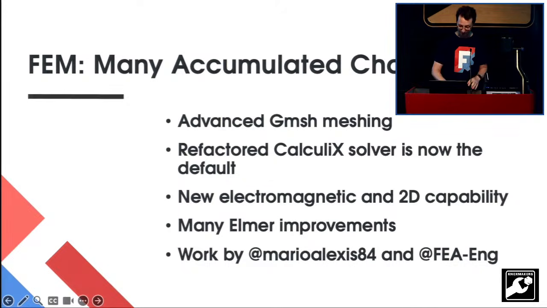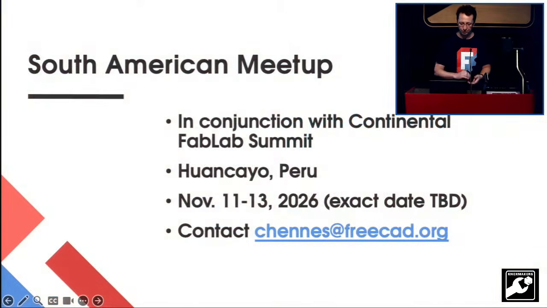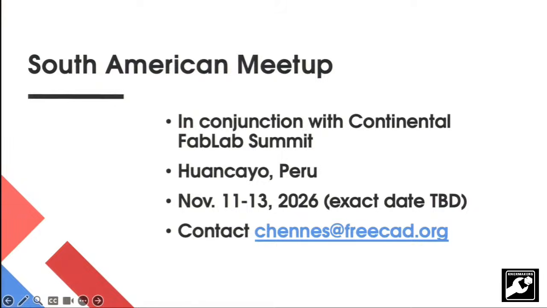I do have a couple of other things that I'd like to mention, though. I am coming at you here live, for those of you who are watching live, hi, on the internet, live stream, very exciting. I'm coming at you from Knoxville, Tennessee at the North American Meetup 2026. We meet up a few times a year across the world, so in South America for the first time this year in conjunction with the Continental Fab Lab Summit in Huancayo, Peru in mid-November 2026. The dates of that summit are November 11th to 13th.